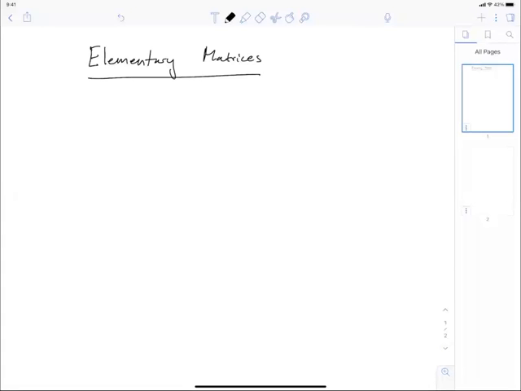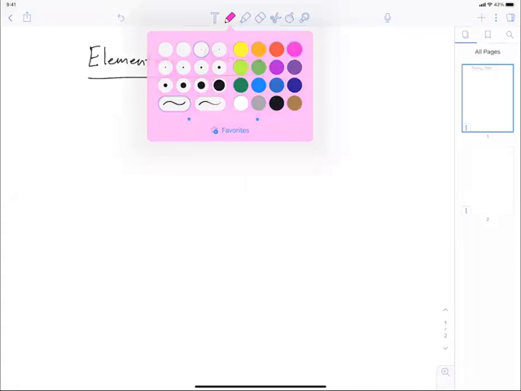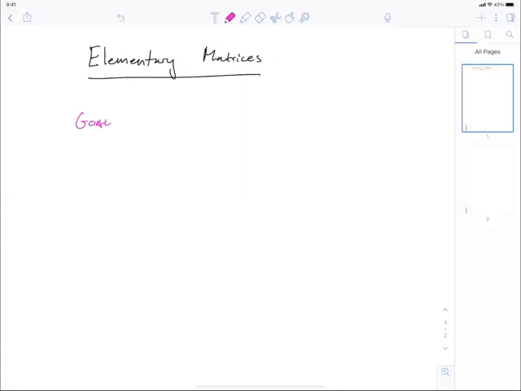All right, today we're going to talk about elementary matrices. So the goal today is to have a new method of calculating determinant. And in particular, by row reducing.